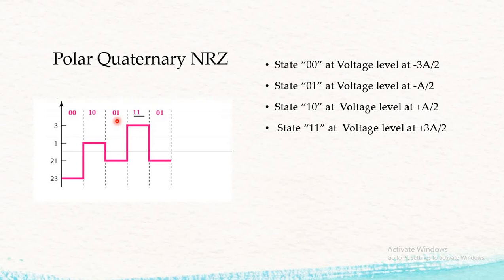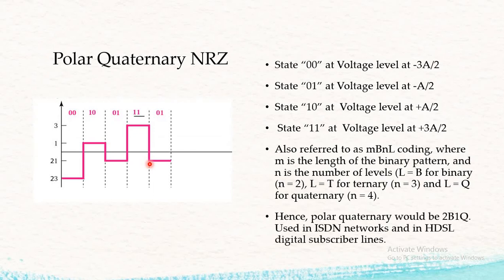plus 3A/2. In this way we are representing the signal, and therefore it is called polar quaternary RZ, because here we are grouping 2 bits and each group has one particular voltage level. It is also referred to as MBNL coding, where M is the length of the binary pattern and N is the number of levels. Here L is equal to B for binary and N is equal to 2. Hence the polar quaternary could be 2B1Q, used in ISDN networks or in HDSL digital subscriber lines.